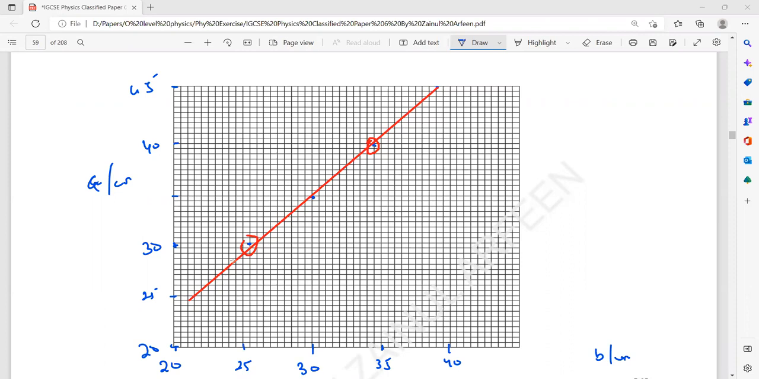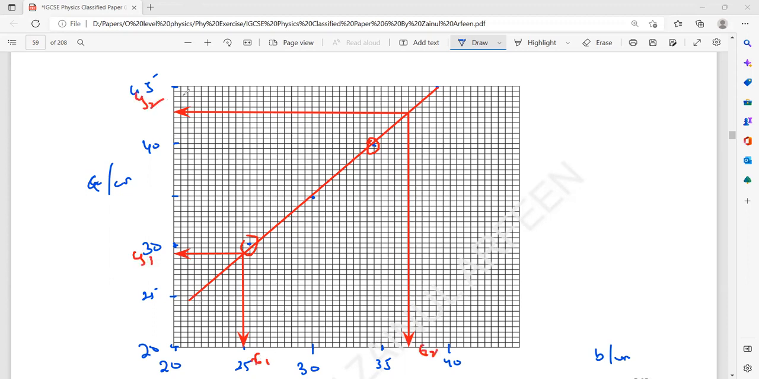So take any two points. This one I took, 25 and 29. That is x1, y1, and then I took another point. You have to show these lines on the graph, clearly visible when you're working out the gradient. Or you can also use a triangle method, but it is better this way, so it will be convenient.